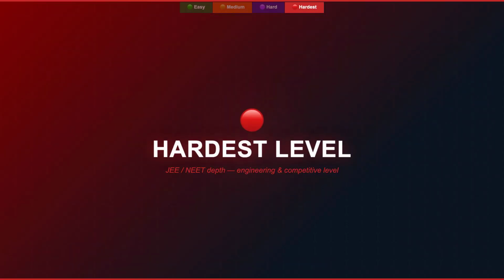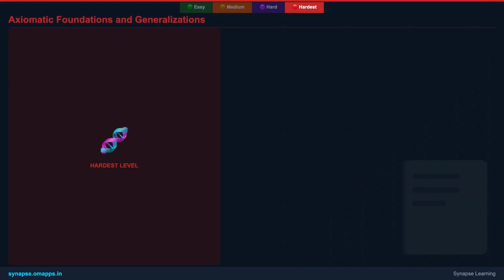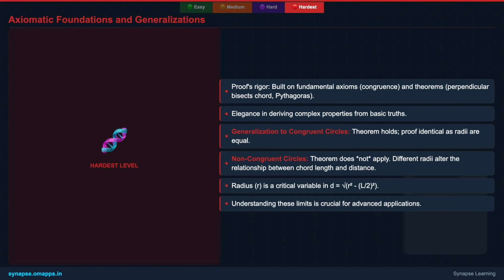Welcome to the hardest level. Here, we'll push the boundaries, exploring the theorem's axiomatic roots, real-world applications, and competitive problem-solving techniques. Get ready to think like a mathematician and an engineer. The rigorous proof of this theorem is a testament to Euclidean geometry's logical structure.